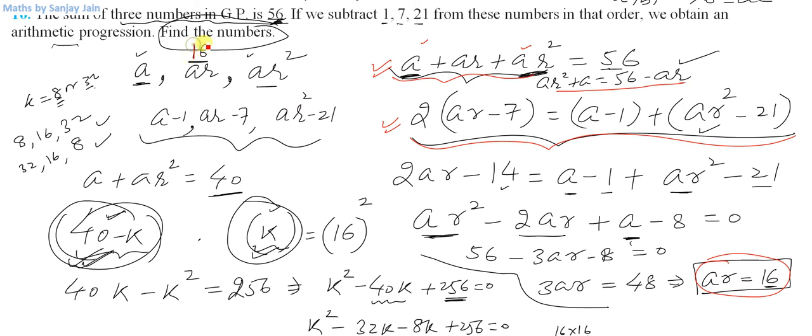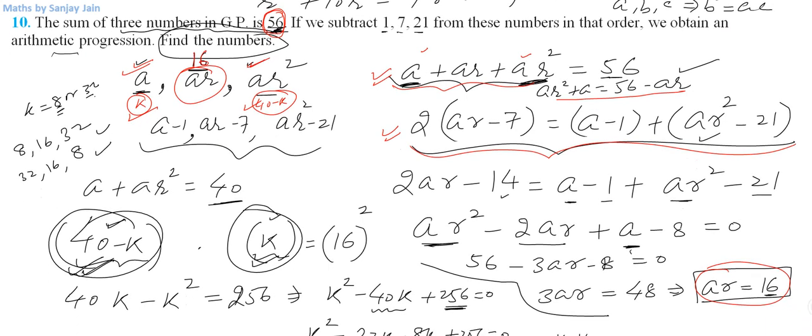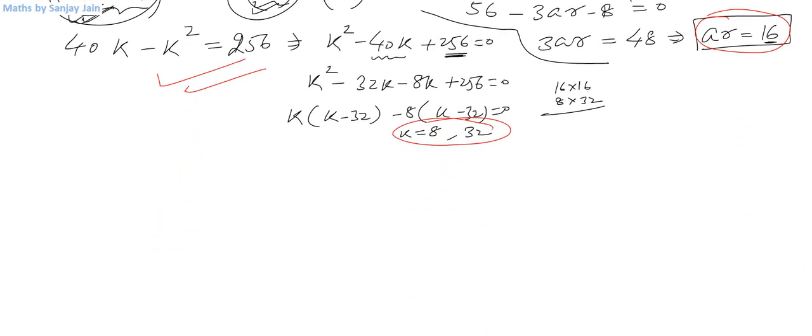So if I got the value of one of the terms, I know the rest of the two terms will have a sum of 40, because the total sum is 56, out of which the middle term is 16. So if one of these terms is k, another will be 40 minus k. Why do I write k and 40 minus k? Just to bring it into a simplified form. Now I know that the product of these two terms is the square of this. So that is what I have used here, and that converted into a simple quadratic which gave me k equal to 8 or 32. I hope you find this question really simple.